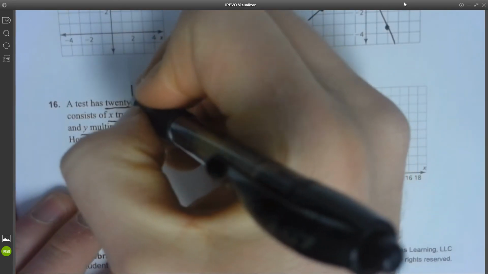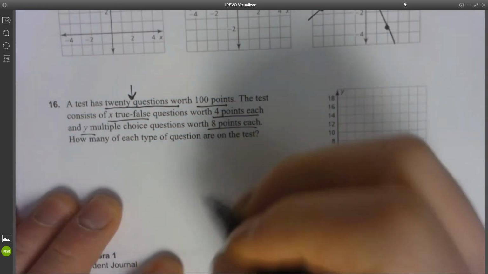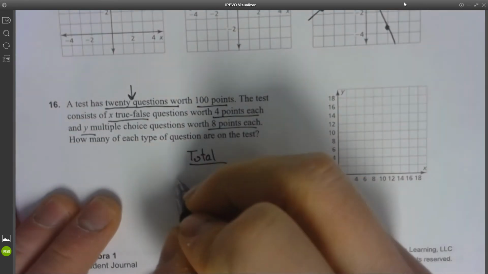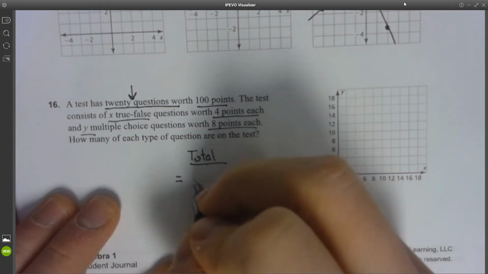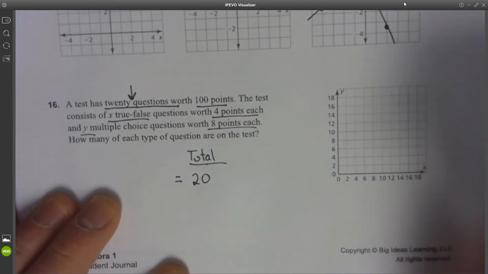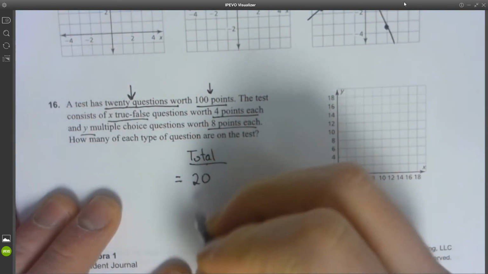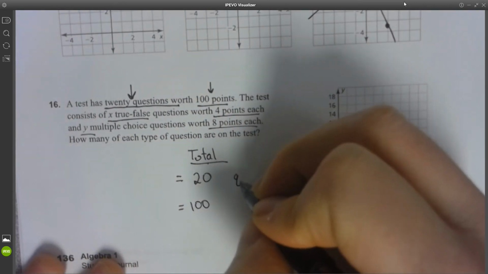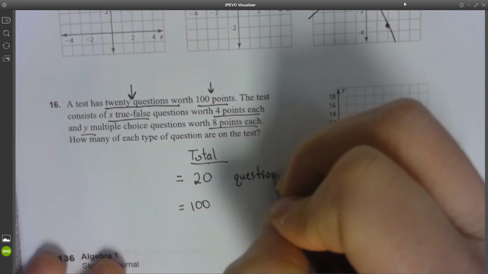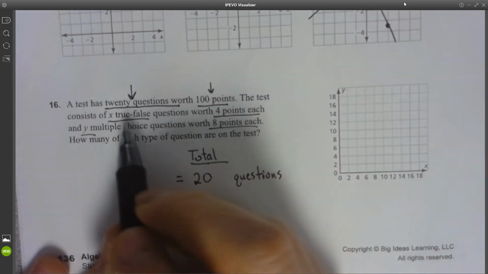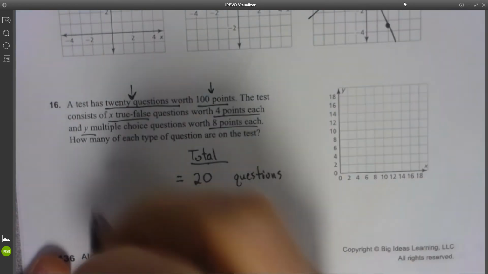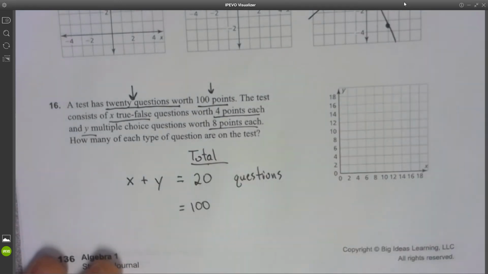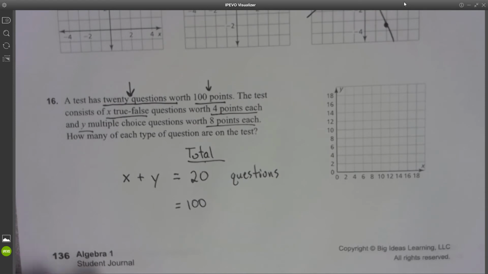So this total number of questions is going to be important. So I know that one total I have is 20. Another total is the total amount of points, which is 100. So the total number of questions comes from how many true false and multiple choice. So that's just the number of true false plus the number of multiple choice gets me to 20 questions.